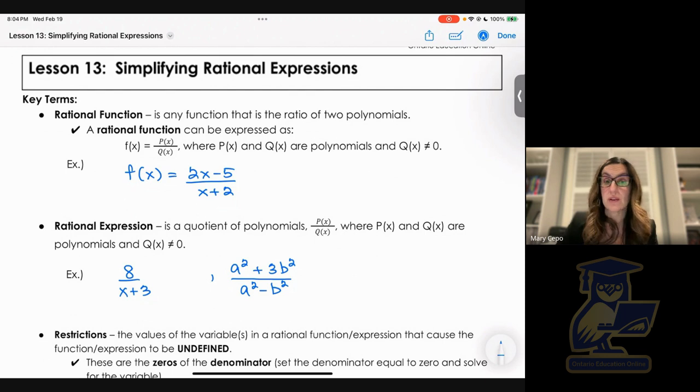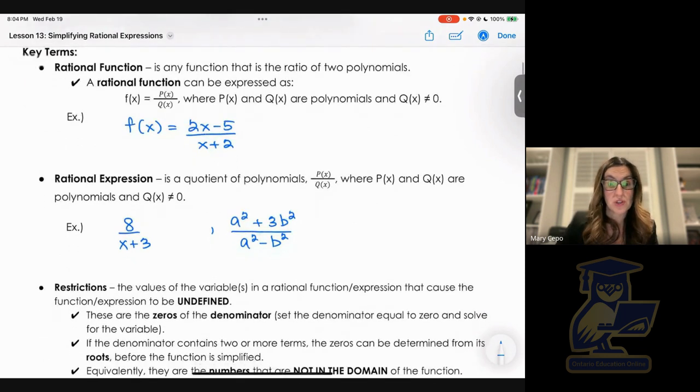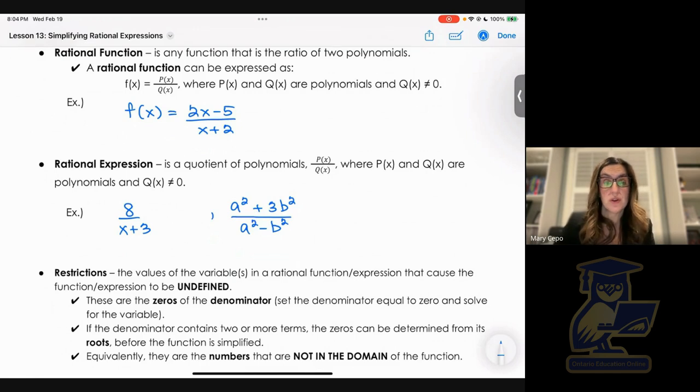We're also going to be looking at a rational expression. And a rational expression is a quotient of polynomials. So looking at p at x over q at x, where both p at x and q at x are polynomials and q at x is not equal to 0. See the difference between a function and an expression? The function has that function notation f at x, whereas an expression does not. So an example of a rational expression would be 8 over x plus 3, or another, p at x, which is a squared plus 3b squared, over q at x, which is a squared minus b squared. P at x and q at x, as mentioned, are polynomials, and q at x can never equal 0.